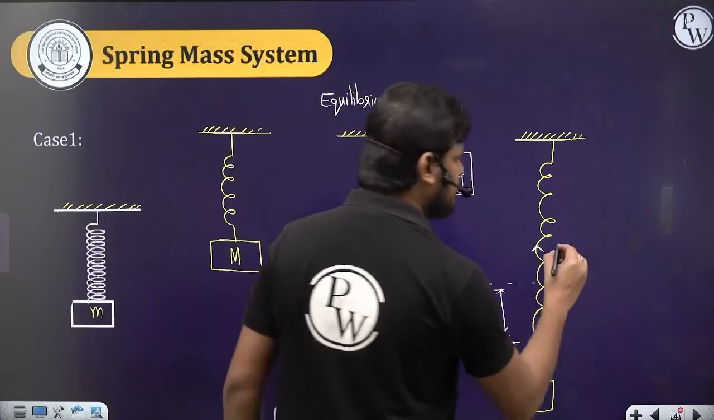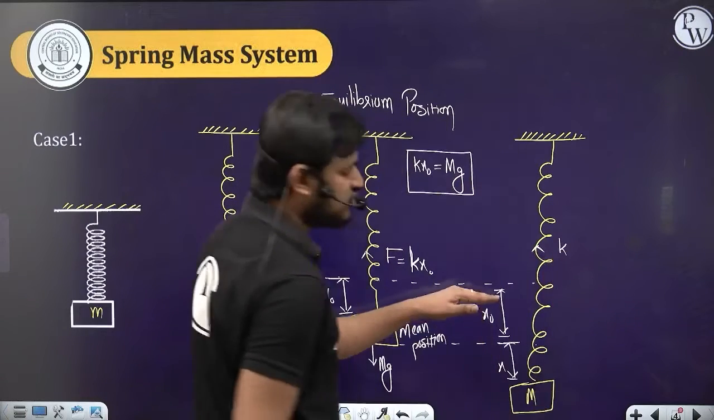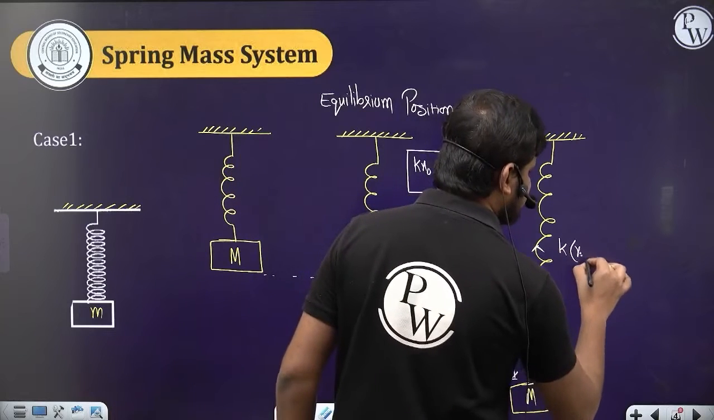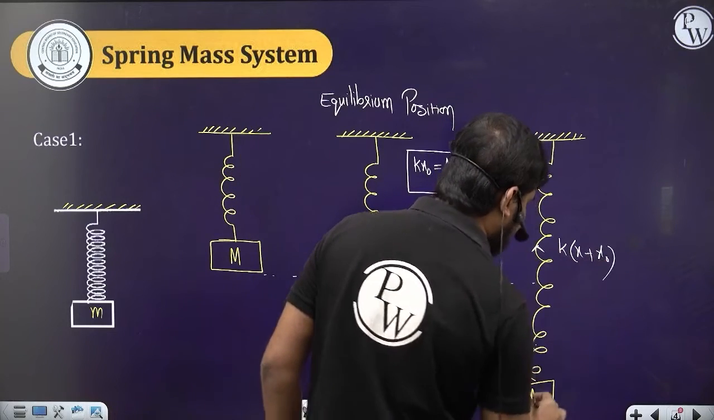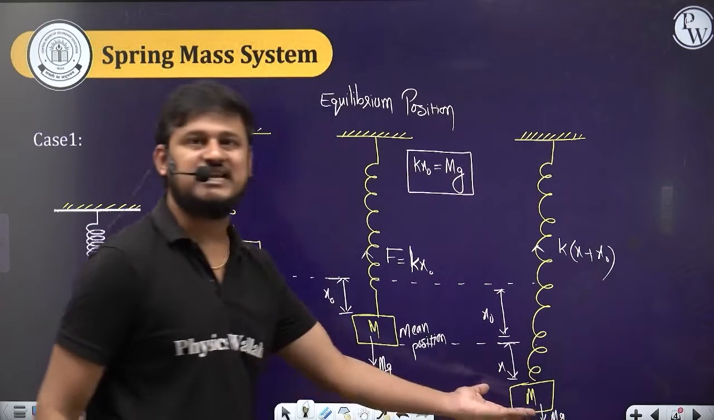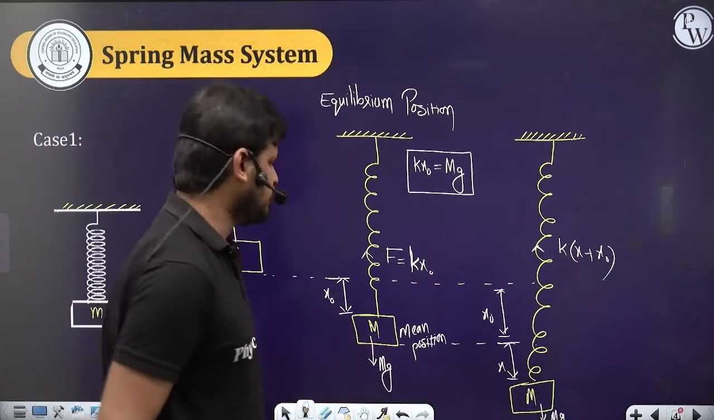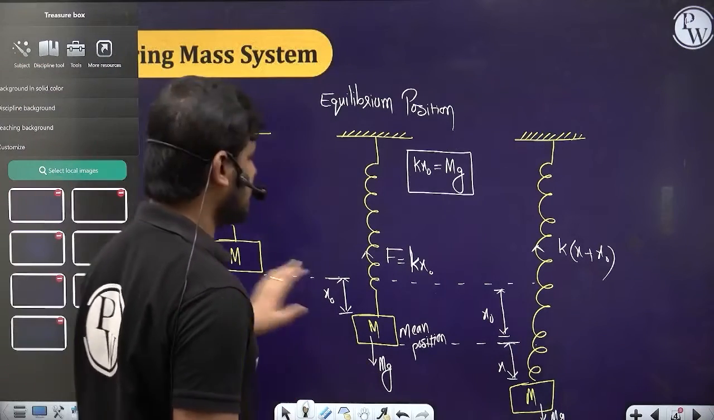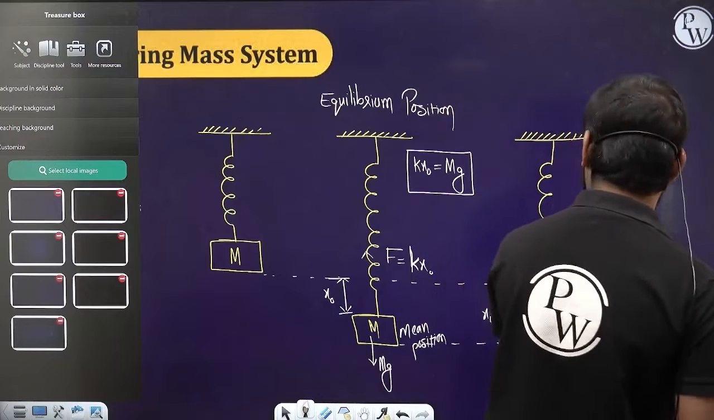So there is a force. What is that force? k into, this time the total displacement is x plus x naught, and it should be balanced by the weight. So what is the weight of the body? Still mg. Yes or no? So this point understood, everyone? Is this point clear? If you understood this one, the procedure is done.